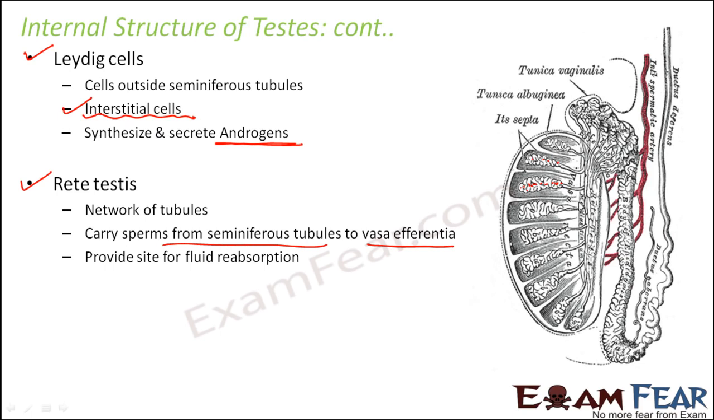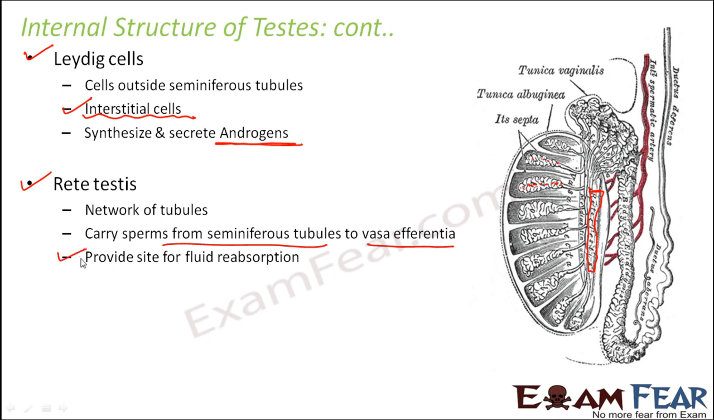So where is vasa efferentia? Somewhere here you have vasa efferentia. In order to reach there, there is a network of tubules which take the sperms to vasa efferentia, and they are called rete testis. So here in this picture, where do you see rete testis? Here you see these tube-like structures are the rete testis. So immediately after the seminiferous tubules, all of them get collected in rete testis.